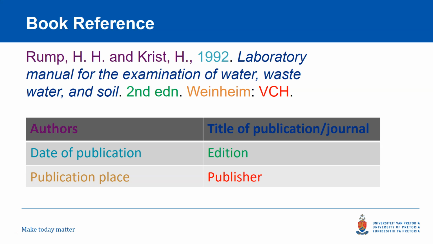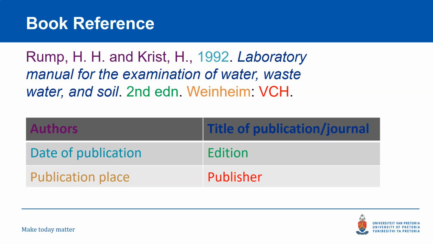So there are different elements to a reference, and some of them are common for books as well as for journals, which I'm going to show you when I move to the journal reference section. But for now, let's focus on a book reference. So basically, a reference helps you to locate an item or a type of material. So it gives you enough information in order for you to find that specific item.